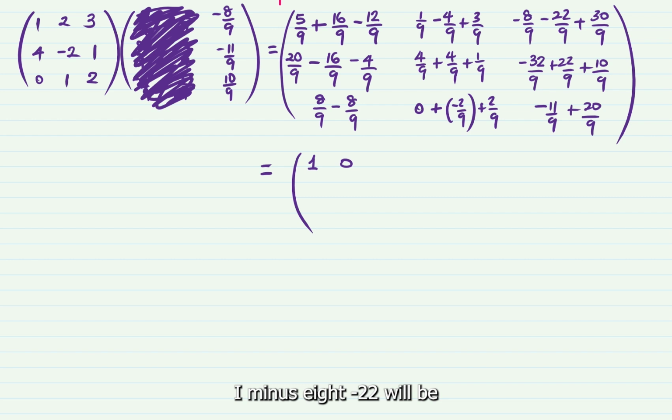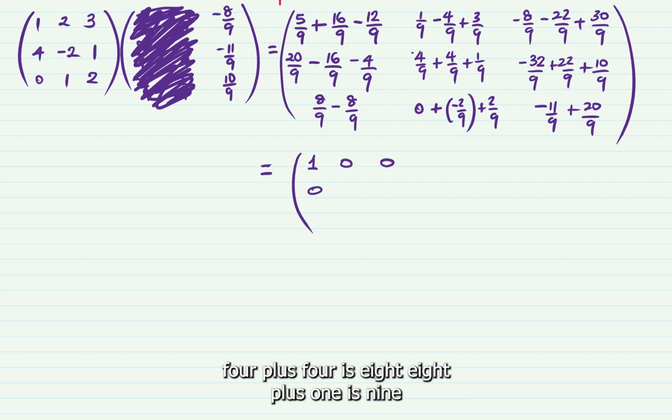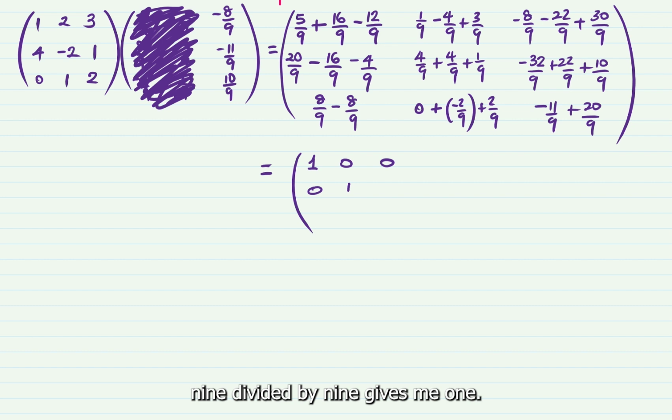-8 minus 22 will be -30. If I add it to 30, I get 0, so that also gives me a 0. 20 minus 16 will give me 4. 4 minus 4 gives me a 0. 4 plus 4 is 8. 8 plus 1 is 9. 9 divided by 9 gives me a 1.